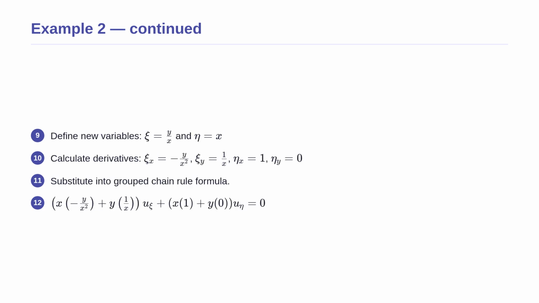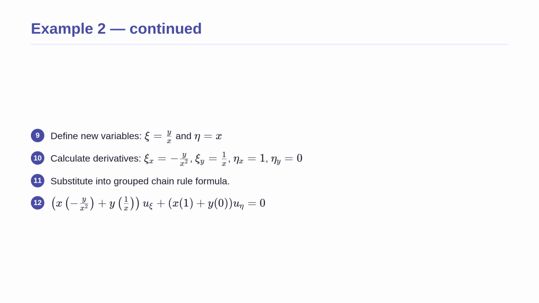Now we define our new variables. We set xi exactly equal to the ratio y over x, ensuring it remains constant along our characteristic curves. For eta, we choose the simplest independent option and set it equal to x. Next, we calculate the partial derivatives. The derivative of xi with respect to x requires the quotient rule, giving negative y over x squared. The other derivatives are straightforward.